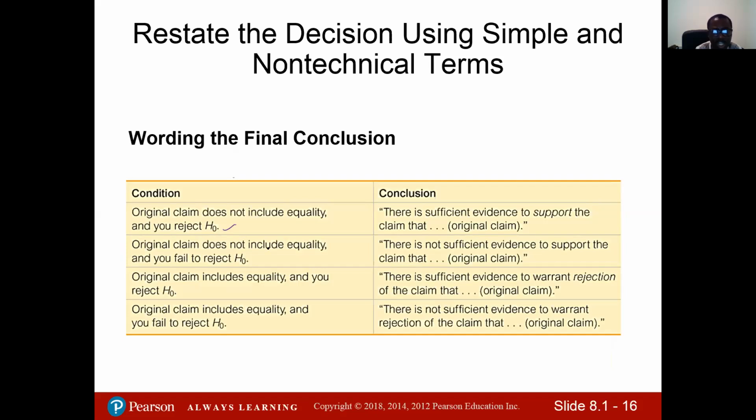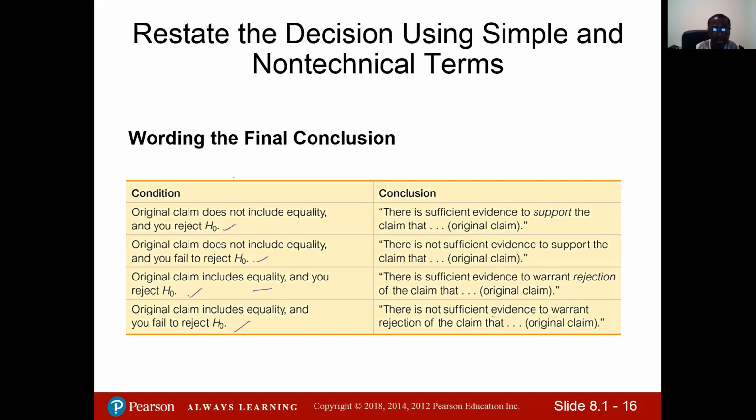If the claim does not include equality and you fail to reject, there is not sufficient evidence to support the claim. Now, if the original claim includes equality and you reject the null hypothesis, which we'll be using a lot in this class, then there is sufficient evidence to warrant rejection of the claim. Or you can say there's sufficient evidence to support the claim. And if the original claim includes equality and you fail to reject, that's how you write your conclusion.